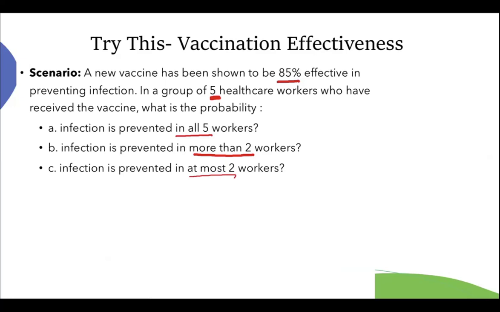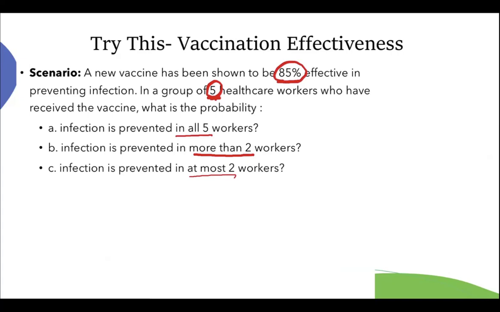Binomial: the number of trials is fixed. We're dealing with 5 healthcare workers, and we're not changing that through the course of the experiment. The success probability is 85%, and that is the same for every person in the set of trials. So we satisfy all these criteria, and therefore we can use the binomial distribution to answer this question.